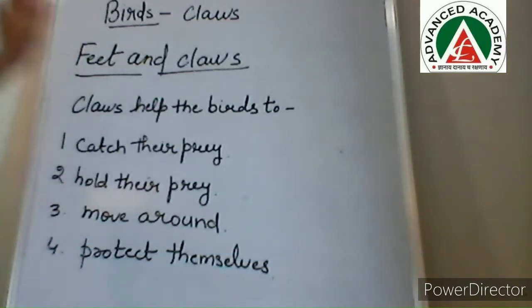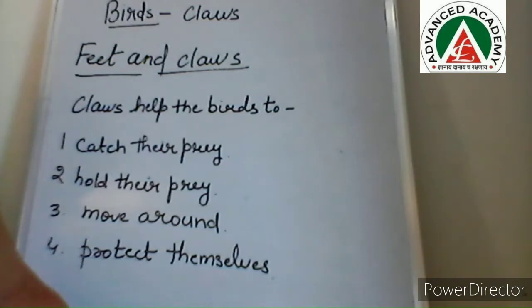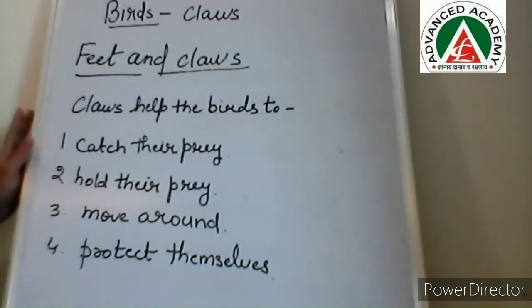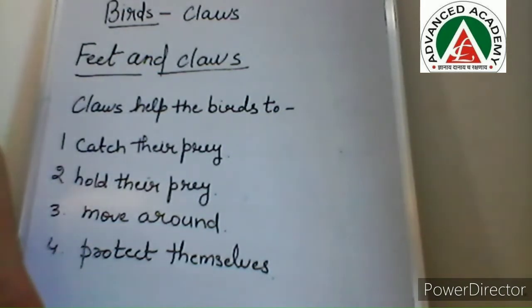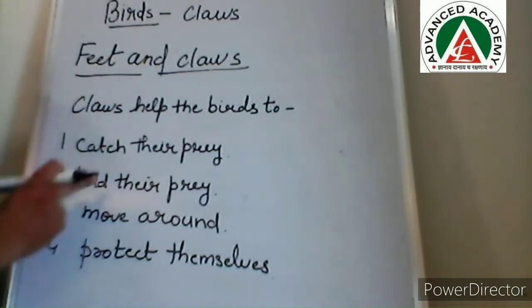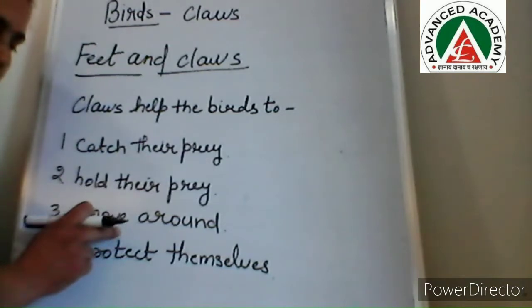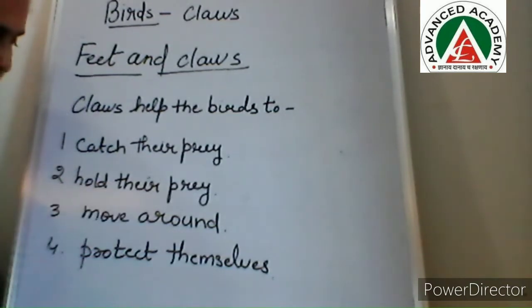Now we are going to understand about feet and claws of birds. As you all know, most birds have 4 toes on each foot and claws at the tip of their toes. The arrangement, size and shape of the toes and claws are related to the bird's needs and movement. So all birds have toes and claws on their feet, which they use to catch their prey, to hold their prey, to move around and to protect themselves.